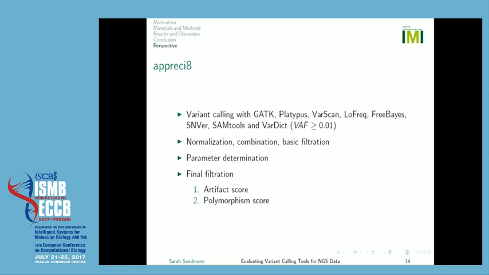it can do already. First of all, there's, of course, the variant calling with the 8 tools, and currently we can go for an allelic frequency of 1%. And there follow quite a few steps of normalization, combination, and basic filtration, and then we have a huge step of parameter determination. So each and every call is characterized by a lot of parameters. And then there's this comprehensible filtration step. So for every call, we determine an artifact score and a polymorphism score. And depending on how high or low this score is, our pipeline automatically classifies a variant, either as an artifact or a polymorphism or a likely pathogenic mutation.